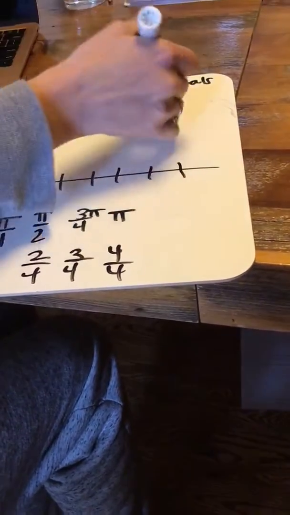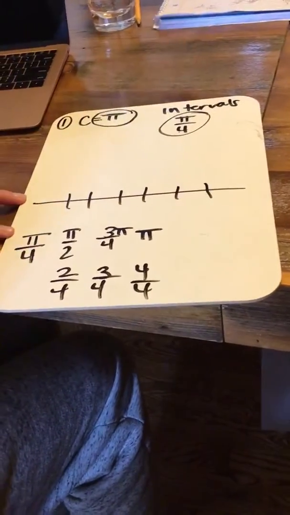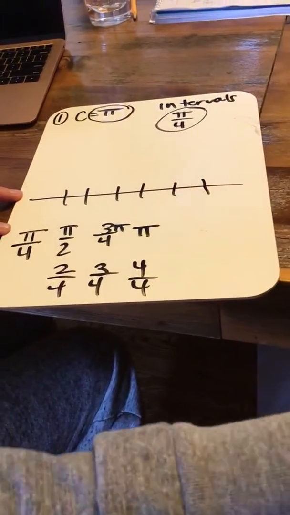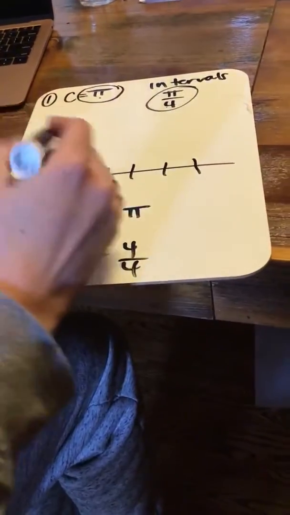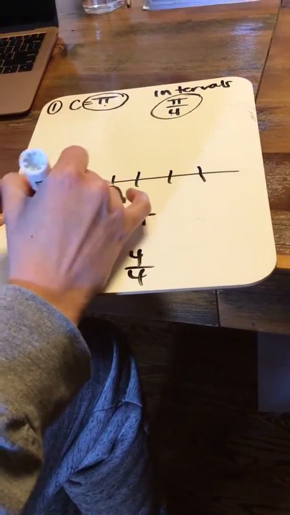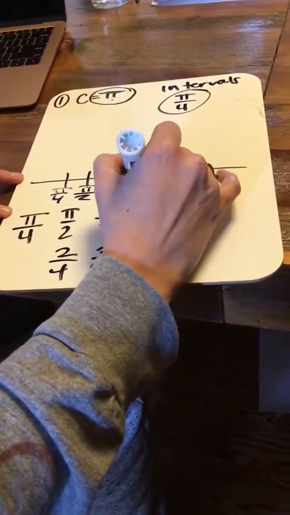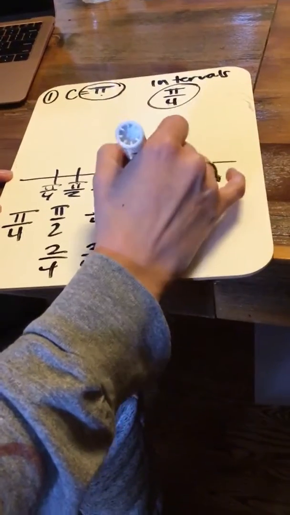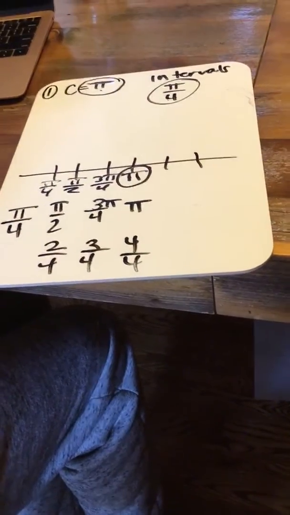So because pi over 4 becomes pi when I go by pi over 4s, I already have this C on my table. So I have my pi over 4, pi over 2, 3 pi over 4, and then pi, okay, which is what I need. I need to have that C on my graph. Okay, so that one was easy.